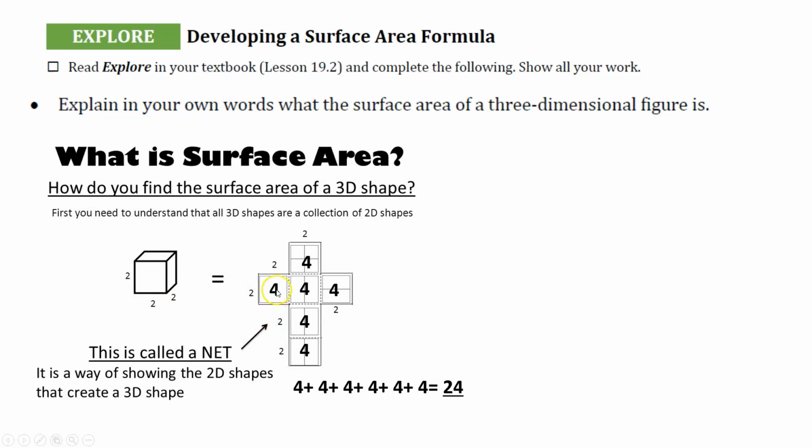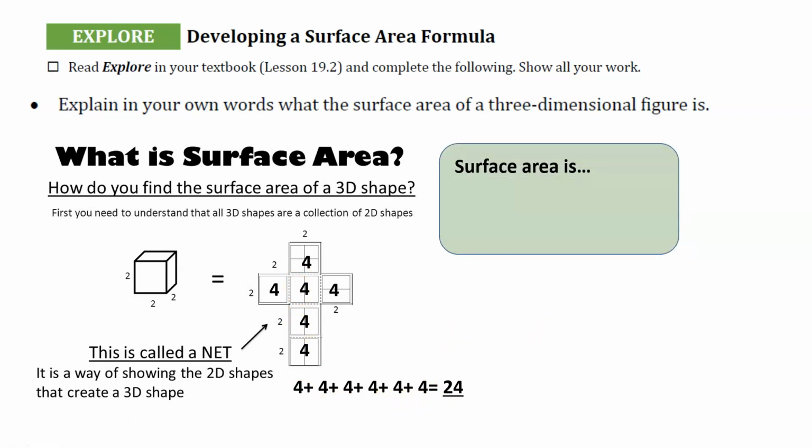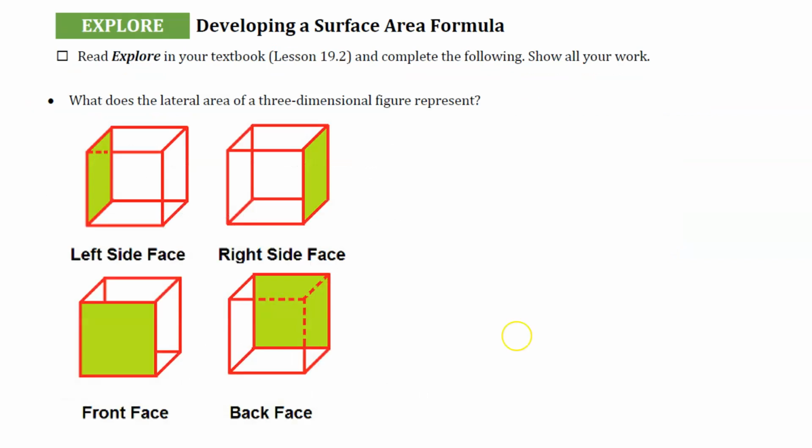We found the area for each one of these faces to be 4, because that's 2 times 2. We knew to use 2 and 2 because those were the dimensions of our cube, or 3D shape. And then all we're doing is adding up all those areas. So go ahead right now and, in your own words, write down what you think surface area is. And unpause, we're going to continue on.